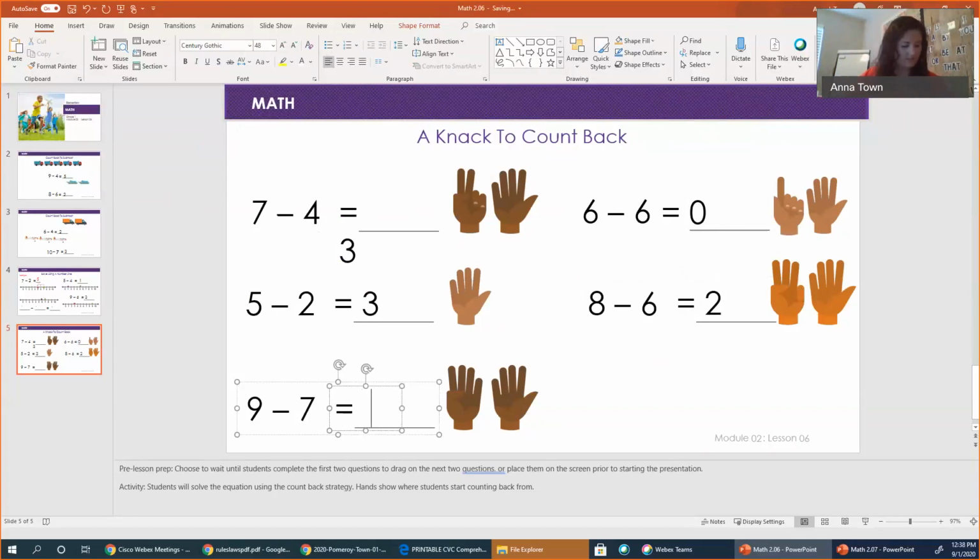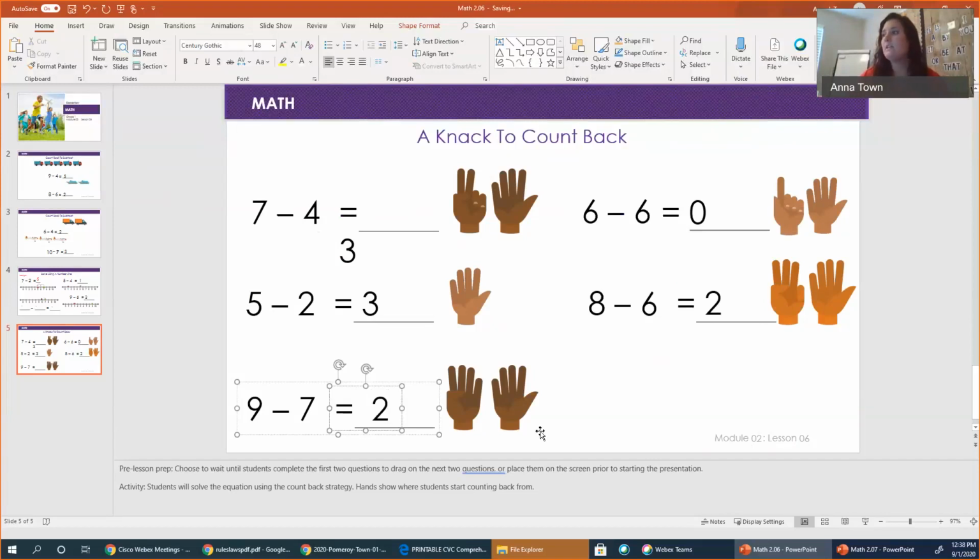Now we're going to go on to our last equation. We have 9 minus 7. So we're going to put 9, that's our bigger number, and it's our first number in our brain. We're going to put 7 fingers up, and we're going to count backwards from 9. So we have 8, 7, 6, 5, 4, 3, 2. So 9 take away 7 is 2.